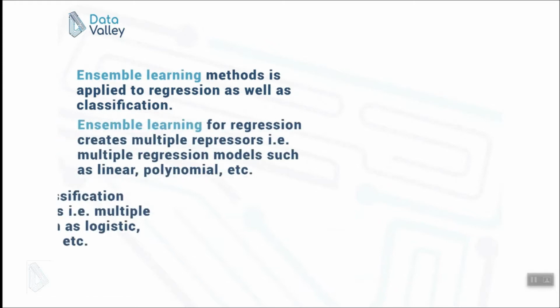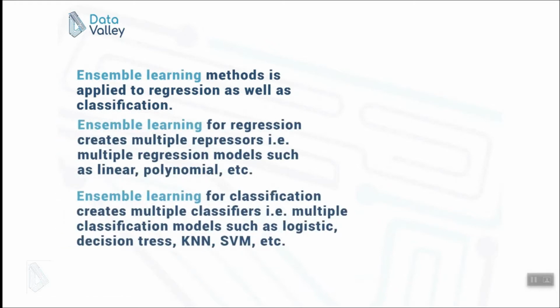The interesting part about ensemble learning methods is that they could be applied to regression and classification as well. For regression problems, you can create multiple regressors to address the same problem, such as linear, polynomial, and multiple regression models in an ensemble learning system. For classification, the same idea can be used for creating an ensemble learning system with models that can be diversified between logistic regression, decision tree, KNNs, SVMs, etc.